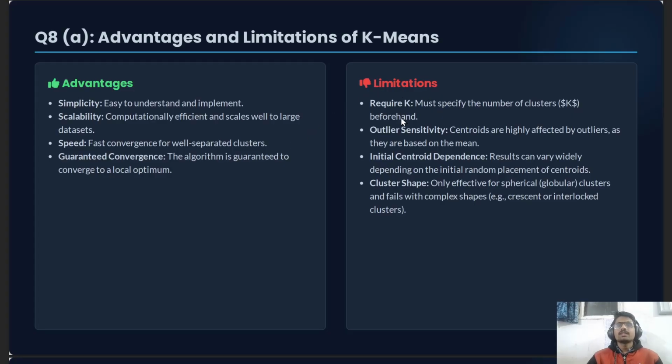The limitations are: it requires K, you must specify the number of clusters; outlier sensitivity, centroids are highly affected by outliers as they are based on the mean; initial centroid dependence, results can vary widely depending on the initial random placement of centroids; cluster shapes, only effective for spherical clusters and fails with complex shapes, for example crescent or interlocked clusters.